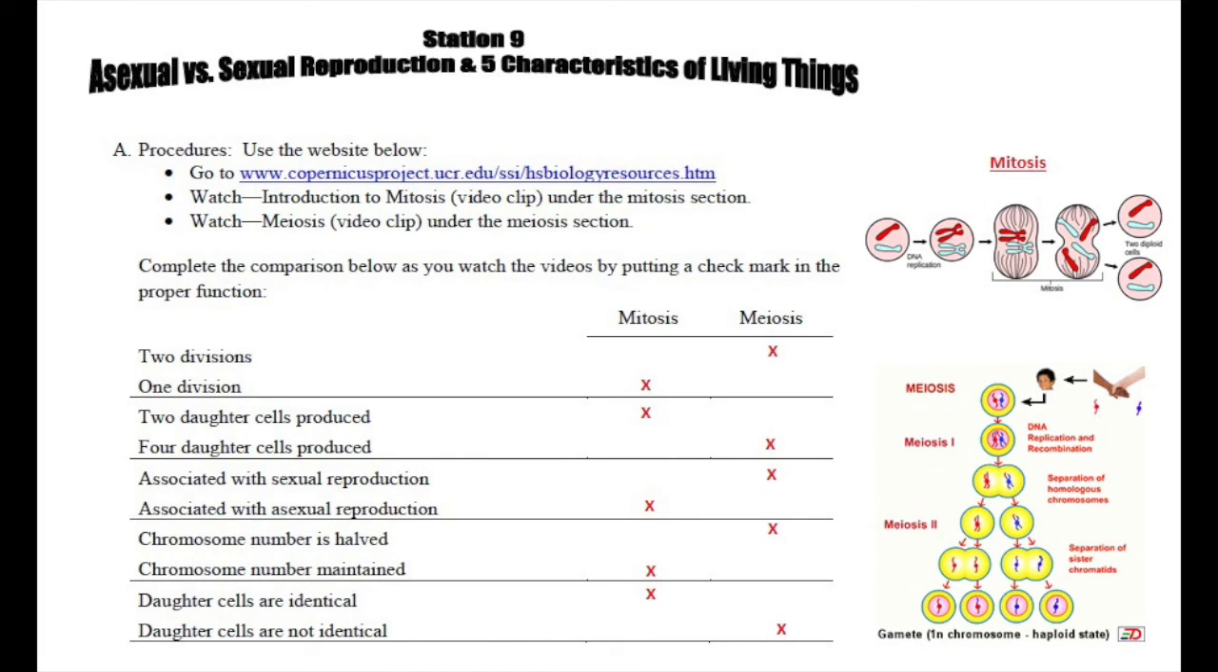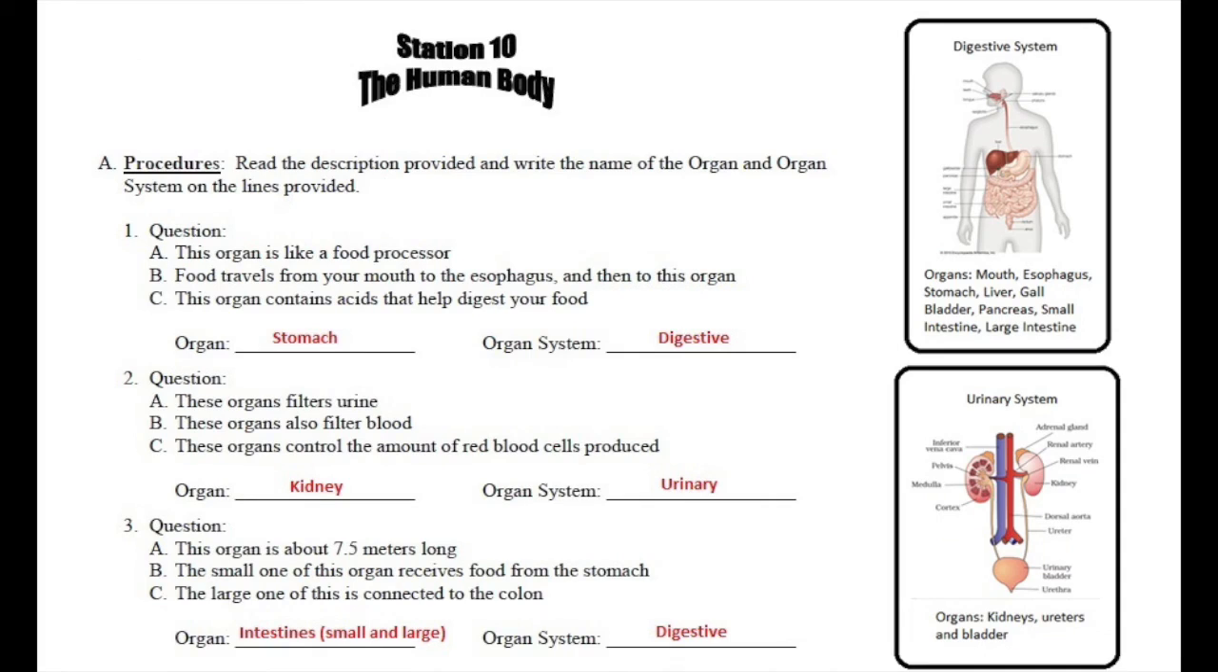This chart was the one that you were filling out comparing mitosis and meiosis. Meiosis has 2 divisions. You produce 4 daughter cells through meiosis. It is associated with sexual reproduction. The chromosome number is halved, so sperm cells only contain half of the number of chromosomes. Egg cells only contain half. And the daughter cells are not identical. Mitosis is all the rest.